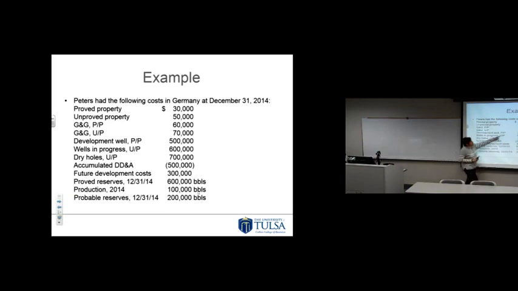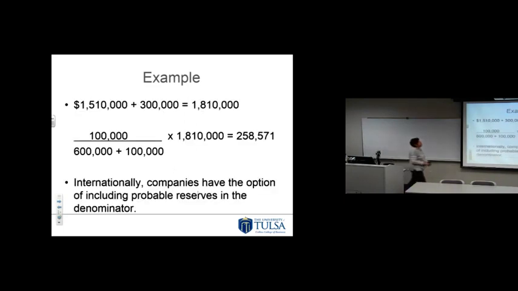So we're going to start with the 30 and just add 30 plus 50 plus 60 plus 70 plus 500 plus 600 plus 700 minus 500 of accumulated DD&A. Once I get there, that gives me my book value of $1,510,000. That's all my assets minus accumulated DD&A.